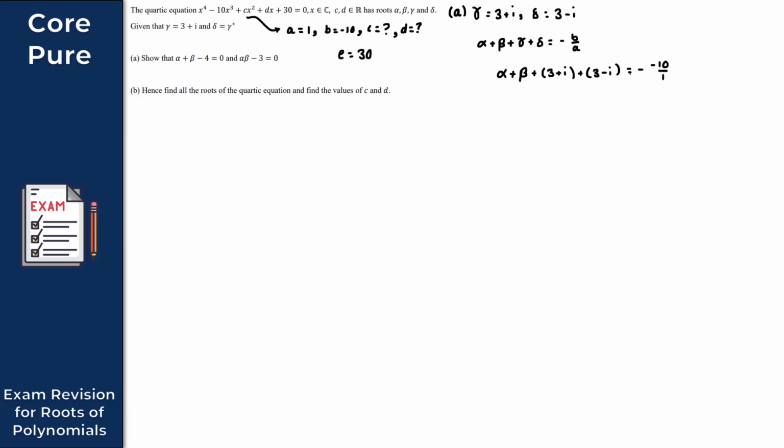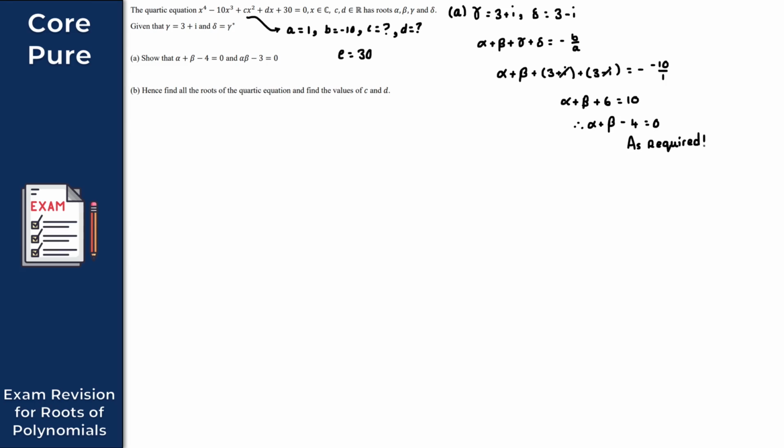So let's just simplify here. I've got alpha plus beta. I've got 3 plus 3, so that's 6. The i's just cancel. So I've got alpha plus beta plus 6 is equal to 10. And then if we just subtract 10 off both sides, we obtain alpha plus beta, 6 minus 10 is minus 4, and all of this is equal to 0. So notice this is exactly what we wanted, as required.